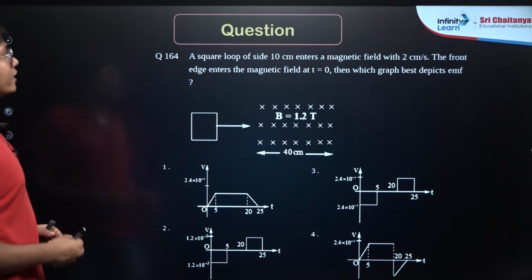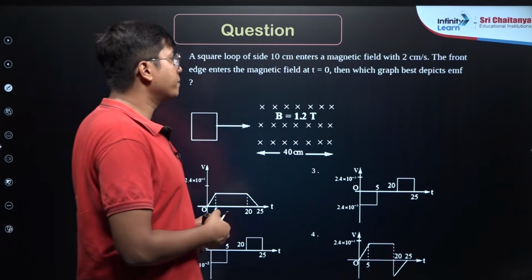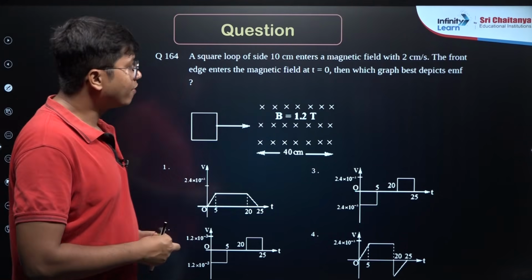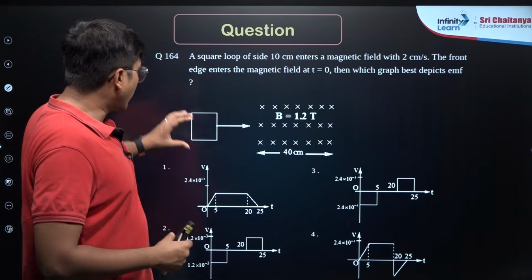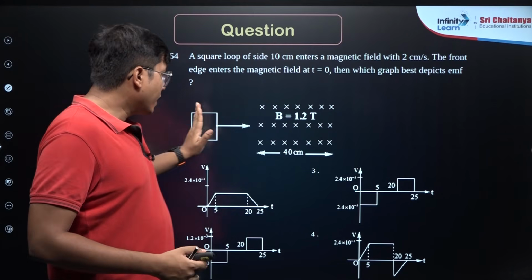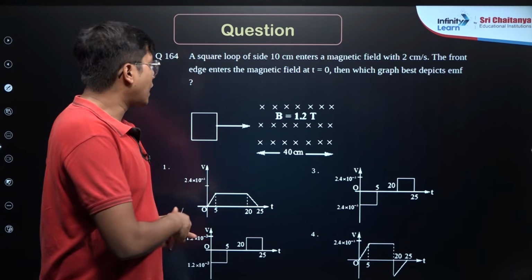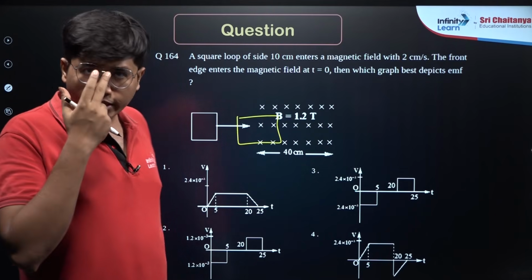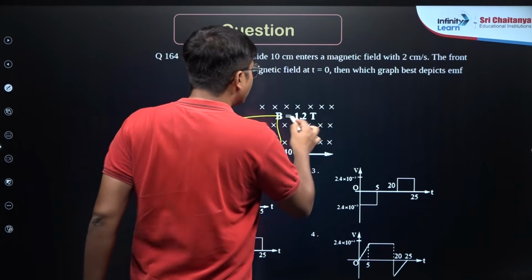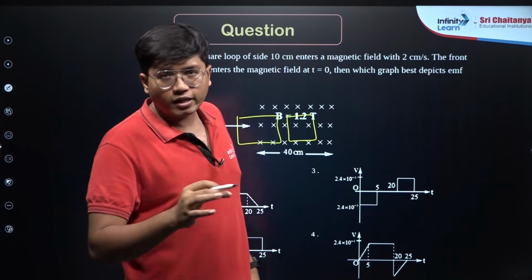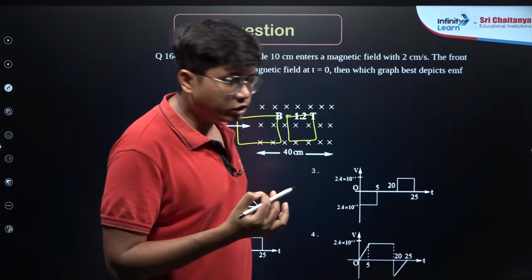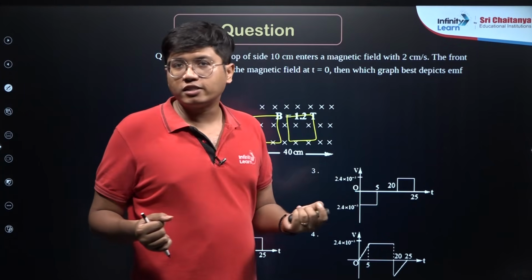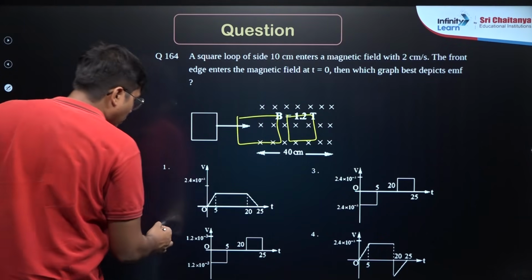This says square loop of side 10 centimeter enters a magnetic field with 2 centimeters per second. The front edge enters the magnetic field at t equal to 0. Then which graph best depicts the EMF? So as this loop enters into it, you see initially when it's halfway inside, that time its area is constantly increasing. As a result, an EMF will be generated, it would increase. Once it is fully inside, moving it inside it will not create any kind of EMF because there's no change of flux, and then again while taking it out you will get. So in this between part I should get 0 voltage. That only aligns with option 2.